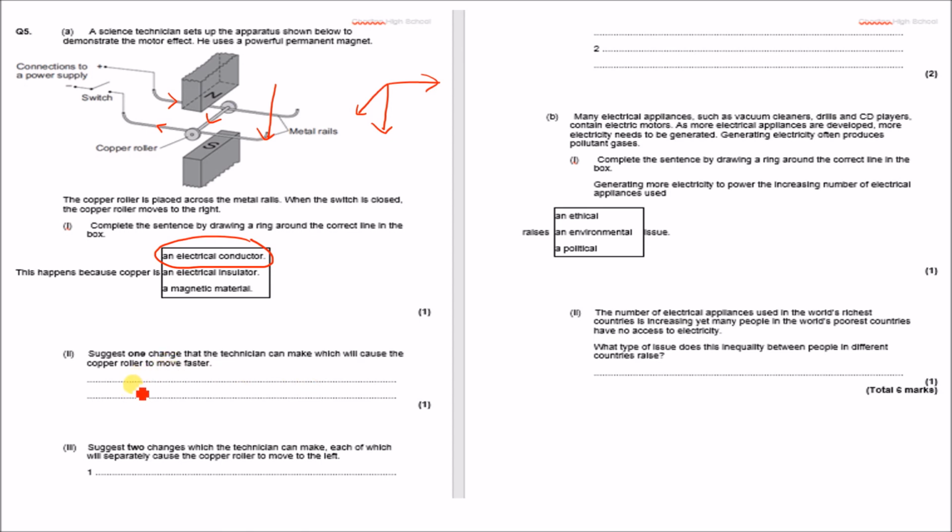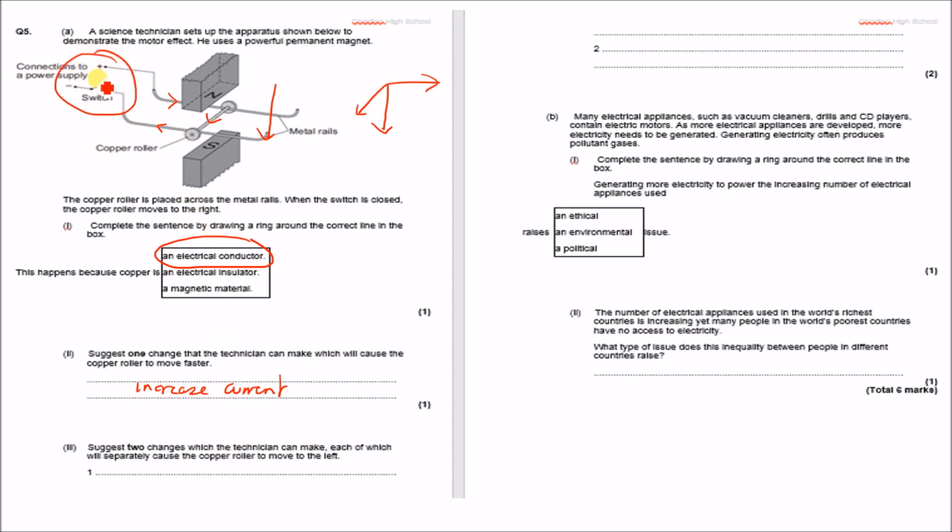Suggest one change that the technician can make which will cause the copper roller to move faster. Again, we can increase the current. Suggest two changes which the technician can make, each of which will separately cause the copper roller to move to the left. Again, we're going to swap the poles, or we're going to swap the terminals.